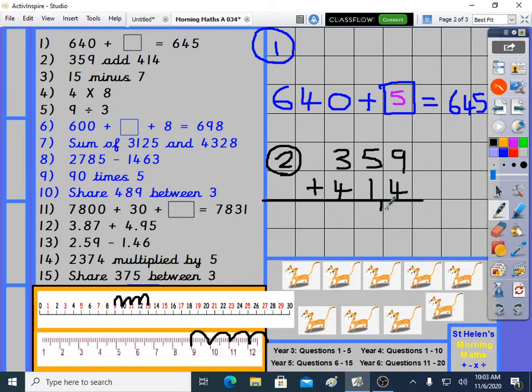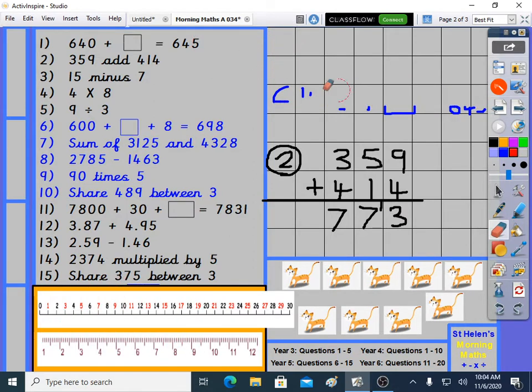It's a very big 3. And again, the mouse is just throwing it down there. 5 plus 1 is 6, plus 1 is 7. 3 plus 4, let's do that on a number line where we've got space. Start on 3 and add on 1, 2, 3, 4. We get to 7. 9 plus 4 is 13, 5 plus 1 plus 1 is 7, and 3 plus 4 is 7, making 773. We can move on to question 3.